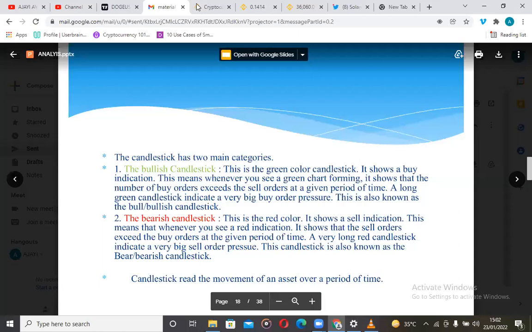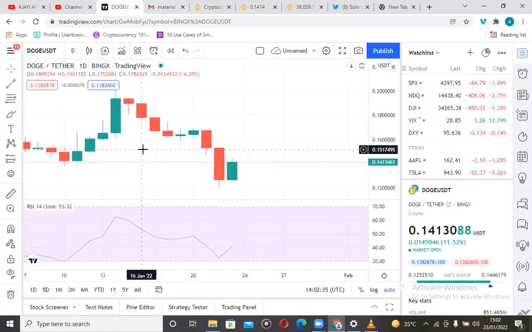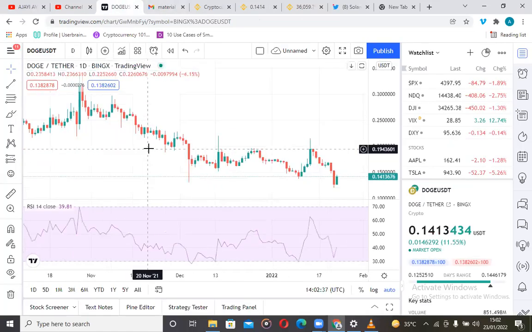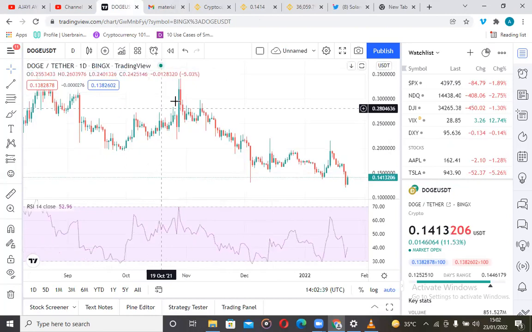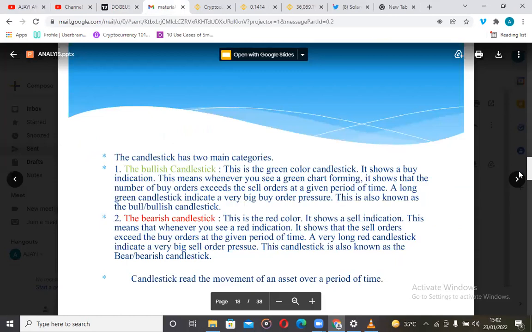Now, we are going next to how to read this candlestick. How do they form? How will you know the next candlestick that will come? How will you know the next trend? You can see they are not moving in a straight line. Up, down. Now let's check how to read it. Now let's continue.